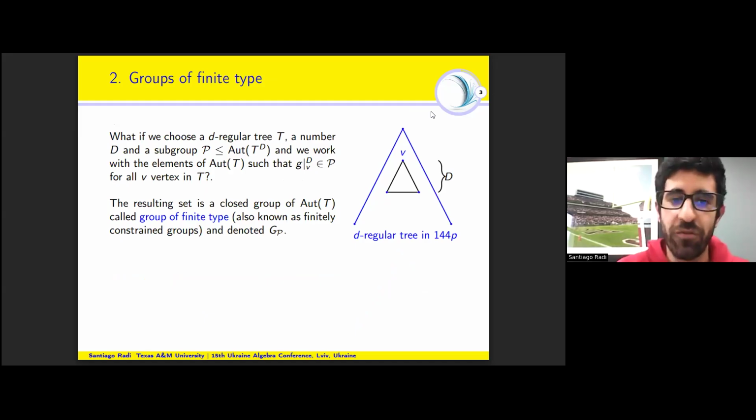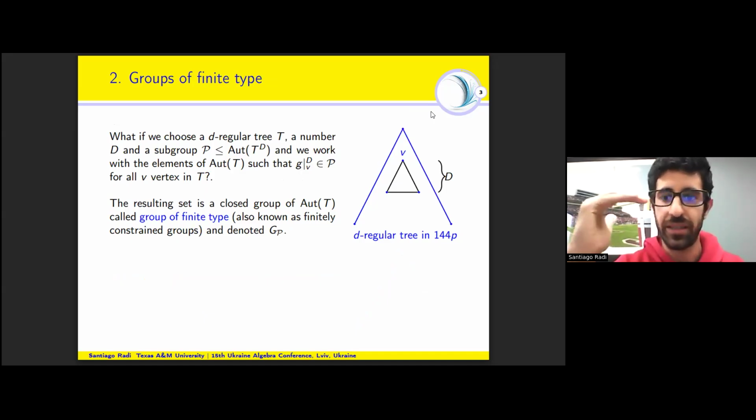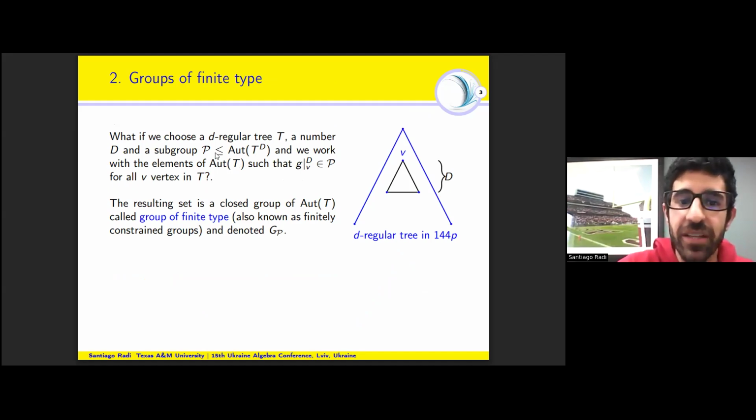Now what if we choose a number d and a subgroup acting on the truncated tree with d levels, and we work with the elements in the infinite tree that, when we restrict the action to the first d levels below any vertex v, act as something that is in this chosen subgroup. If we do that, what we obtain is a closed subgroup of Aut(T) that is a group of finite type. That is also known as a finitely constrained group. These are two different names for the same thing.